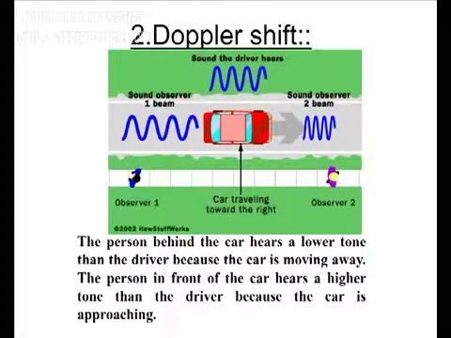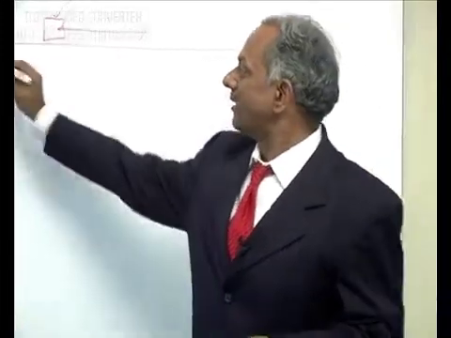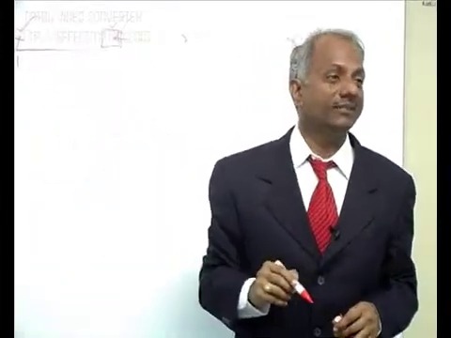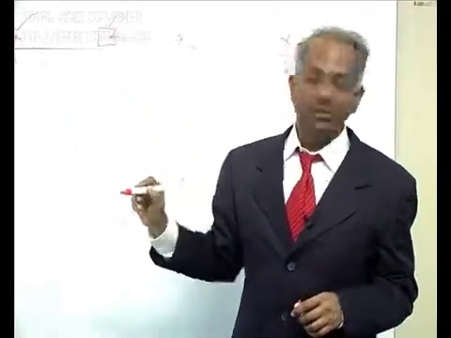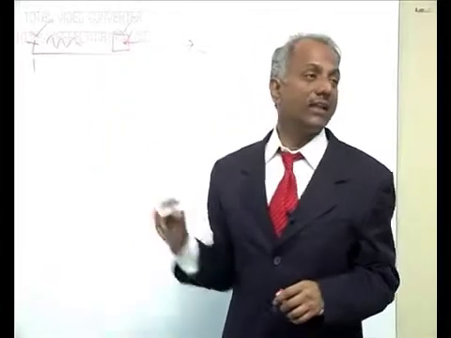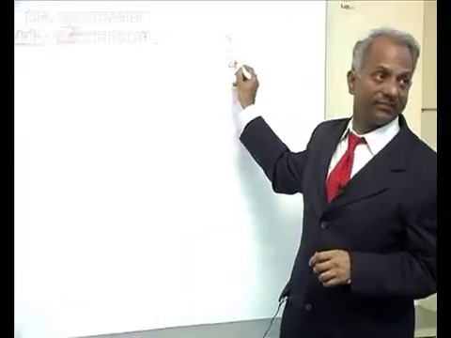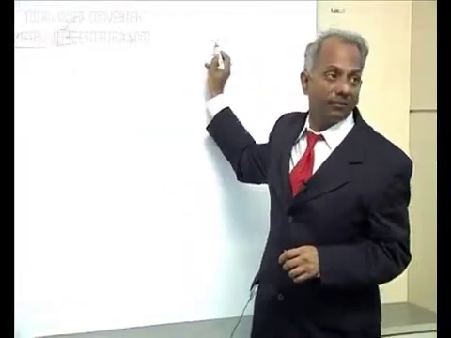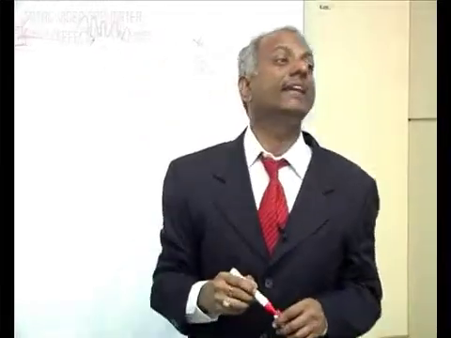The driver observes the same frequency signal all the time. Yes or no? The driver is moving along with the horn, so he doesn't find any change in the frequency. Whereas for this person, what's going to happen? The vehicle is moving away from the observer, so he will see that the frequency of the signal is reducing. What happens to this other observer? As the car is approaching him, the frequency of the signal is going to increase.